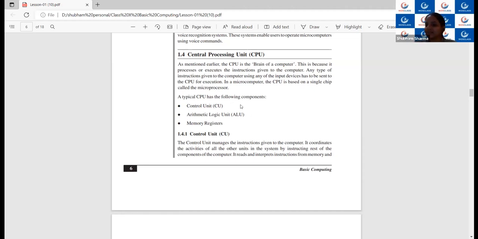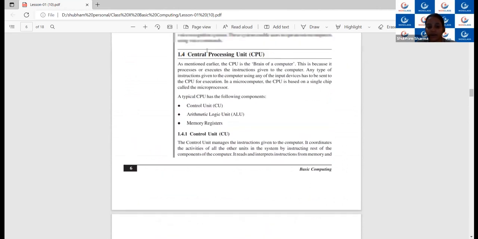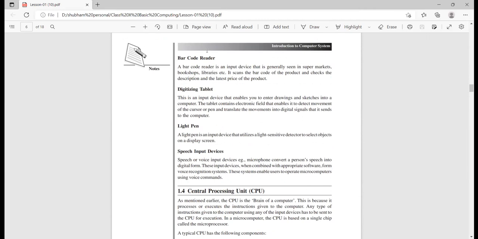A typical CPU has the following components: CU, that is the control unit, ALU, that is the arithmetic logic unit, and memory registers. We will study the memory registers in this very topic. Now, what is a CU? What have I told you about this? What is a control unit? It controls all of the operations in the system.